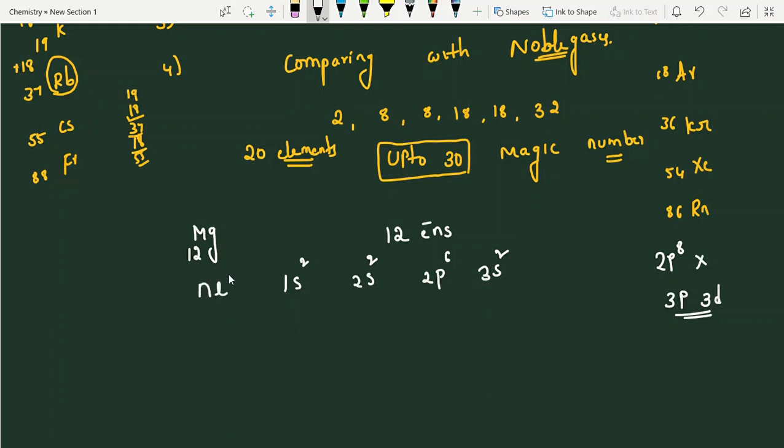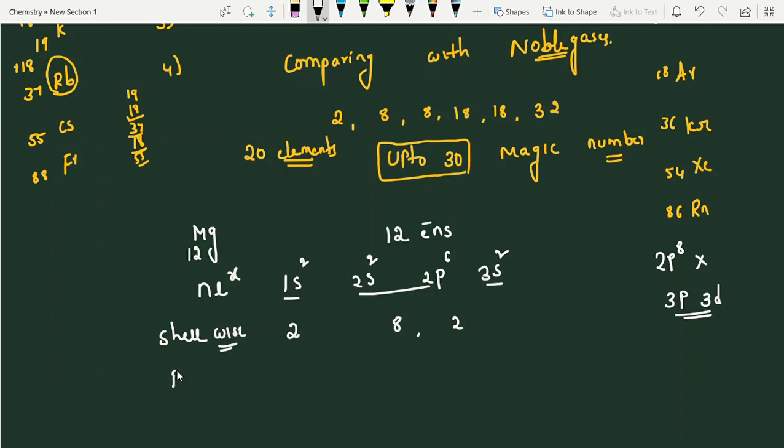Clear, students? Okay. Now next one, shell-wise representation. This is the first shell, second shell, this is the third shell. So 2 electrons, here 8 electrons, 2 electrons. Right?